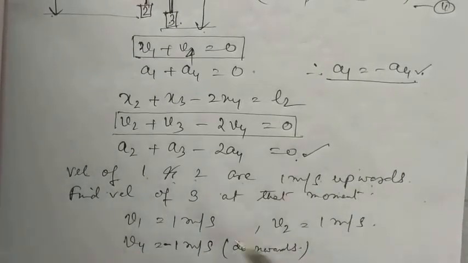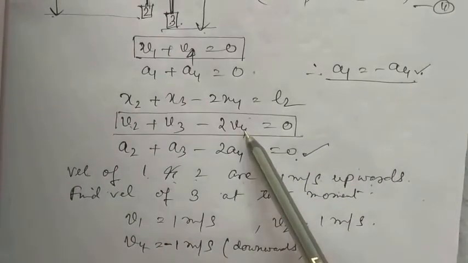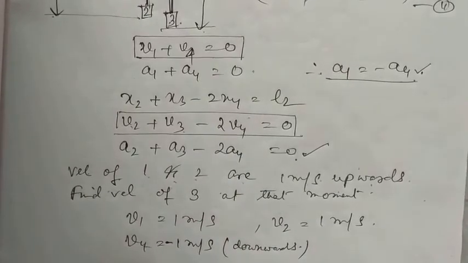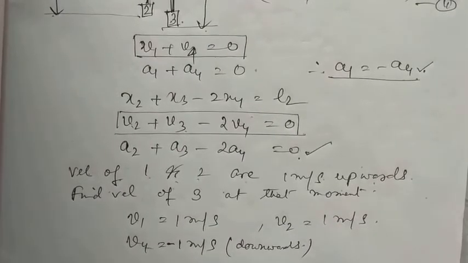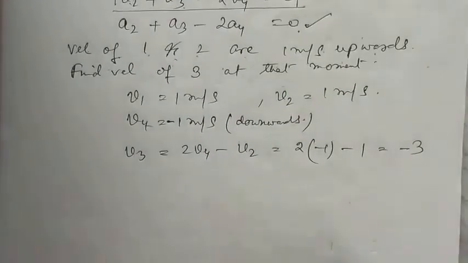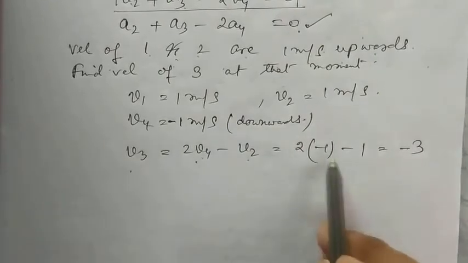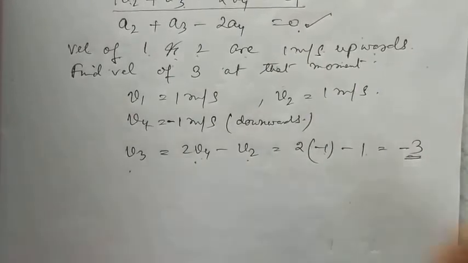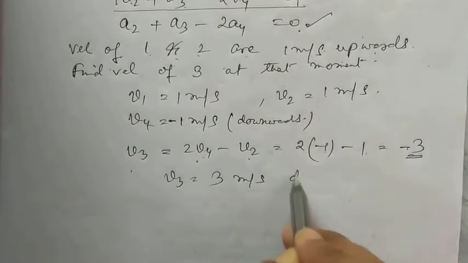Replacing the values of v2 and v4 in this equation, we can get v3. So v3 is equal to 2v4 minus v2. So v4 is minus 1, minus v2 means another 1. So minus 3. Replace v4 as minus 1 and v2 as 1, so it becomes minus 3. Now what does this minus signify? Again v3 is equal to 3 meter per second downwards.